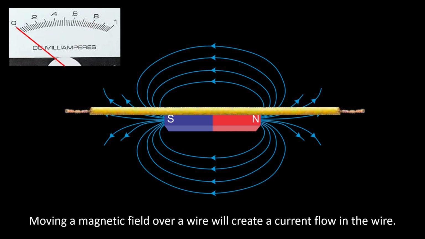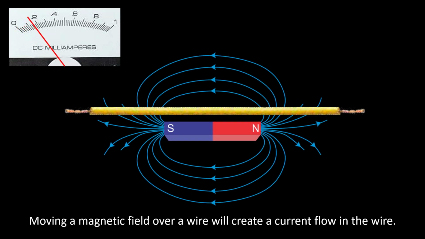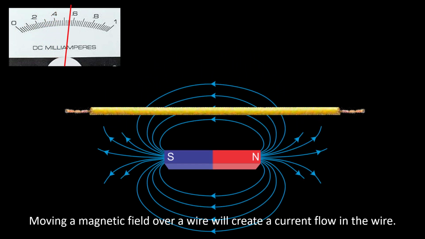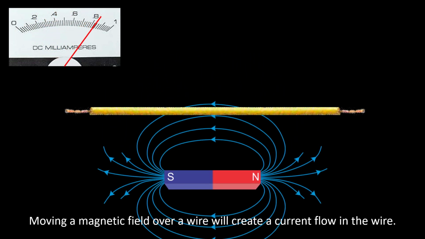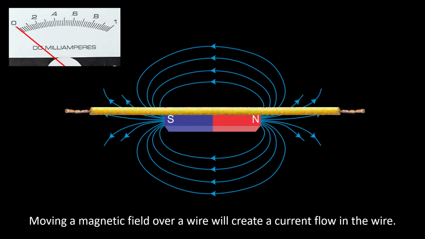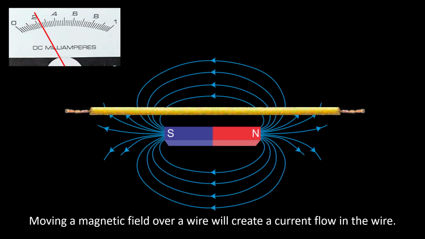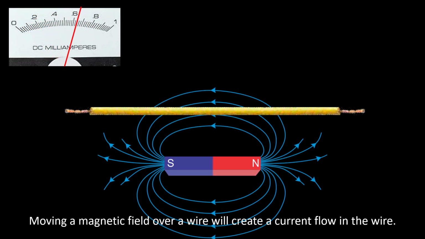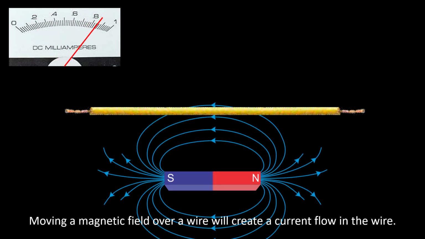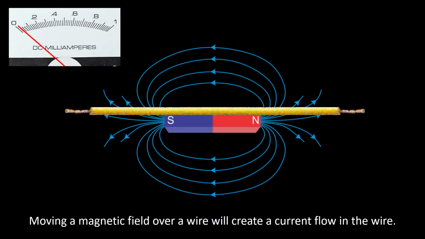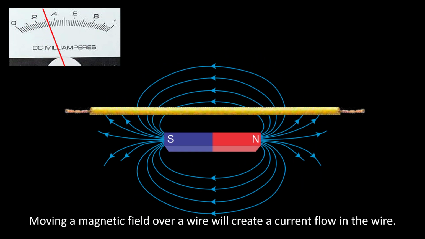Now, if I take that same piece of wire and I move the magnetic field over the wire, I will get a current flow in that wire. So now I'm moving the magnetic lines, or the magnetic field, over the wire, and I get a current flow in that wire.